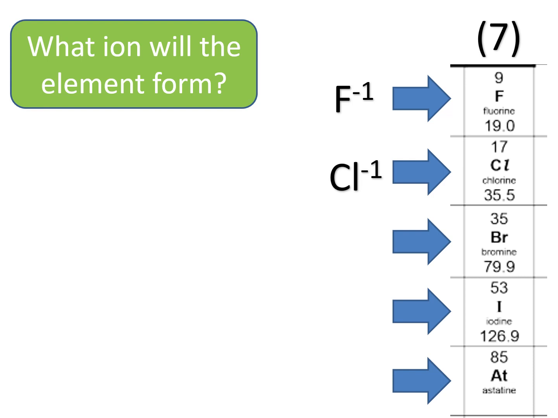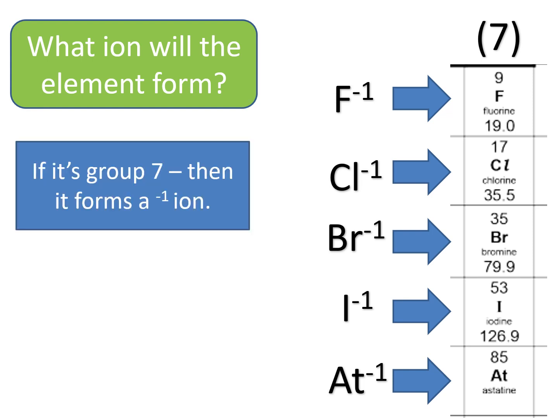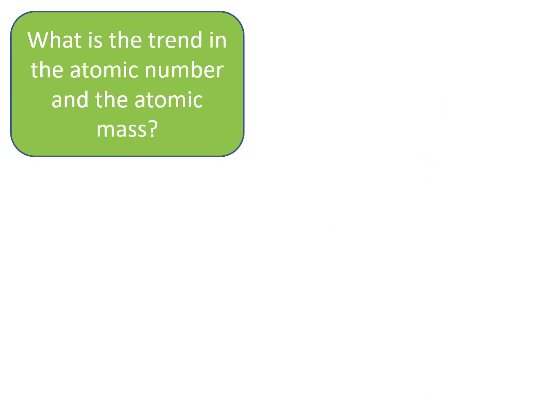What about these 3 here? -1, -1, -1. They're all group 7. They all have 7 electrons in the outer shell, and therefore they all gain 1 electron to have a -1 ionic charge. If it's group 7, then it forms a -1 ion. I've used this little symbol here that we'll look at again when we look at our flashcard. The ion is always going to be a -1 for group 7.